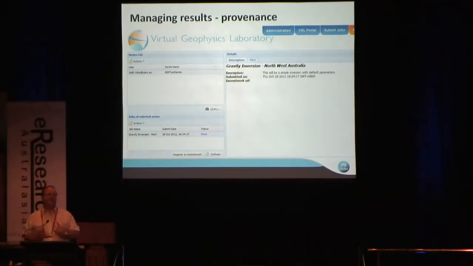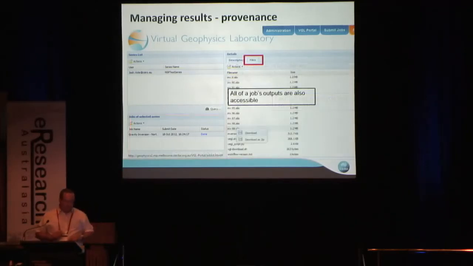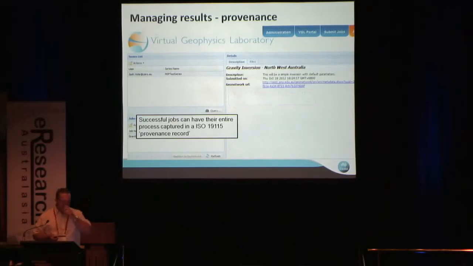No, that's not it. I said a laboratory should be repeatable. So what the Geophysics Lab encourages is internally it's actually tracking all of the things that you're doing. It's checking all your input files, your output files, and so forth. In effect, it's creating a provenance record. So all of the jobs' outputs are accessible to you or to your friends in time. And successful jobs can have their entire provenance captured.